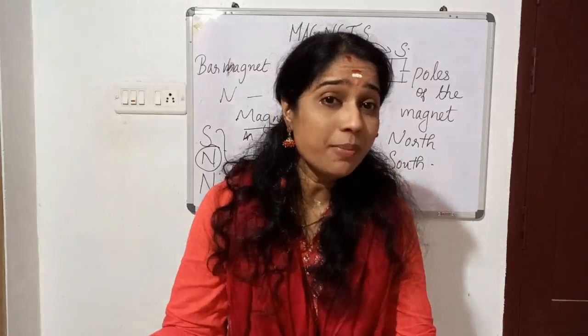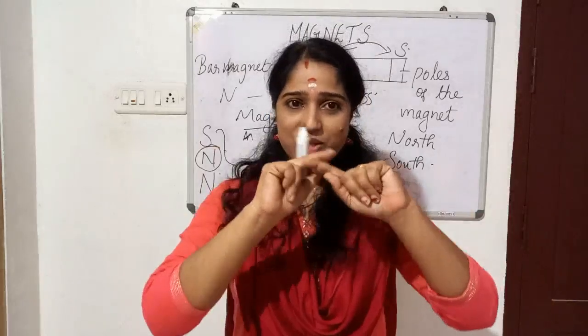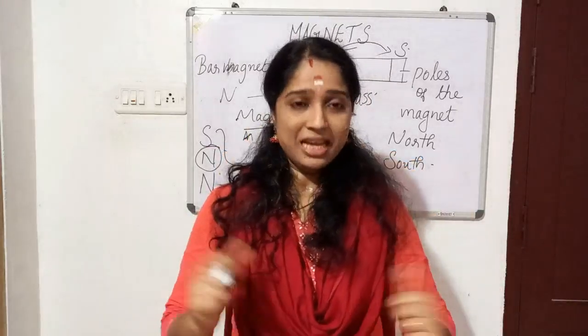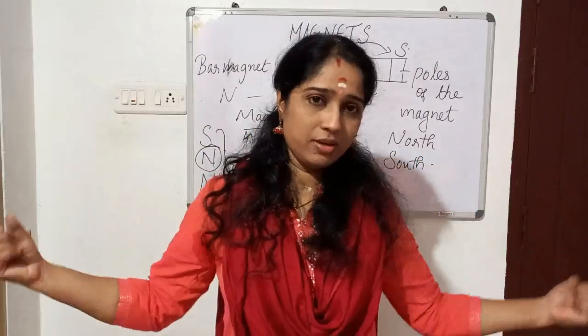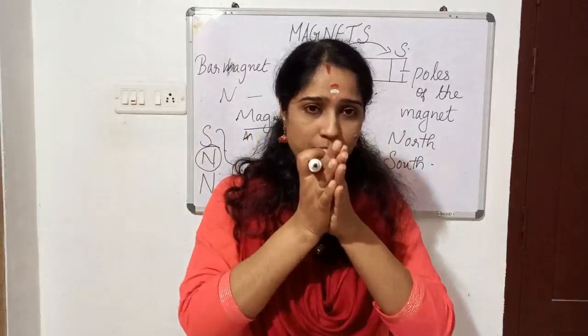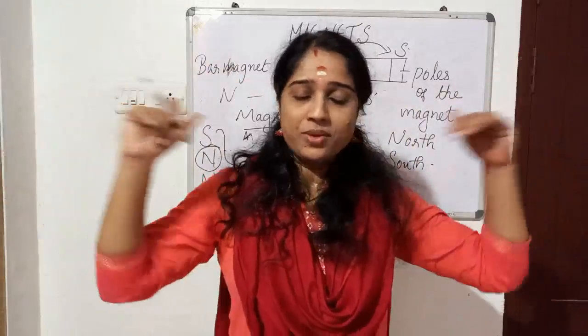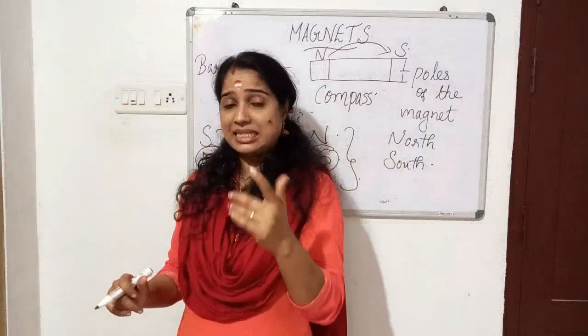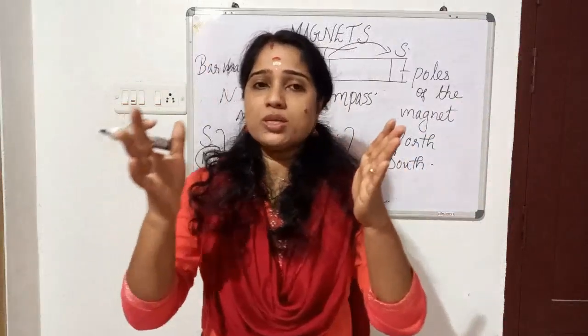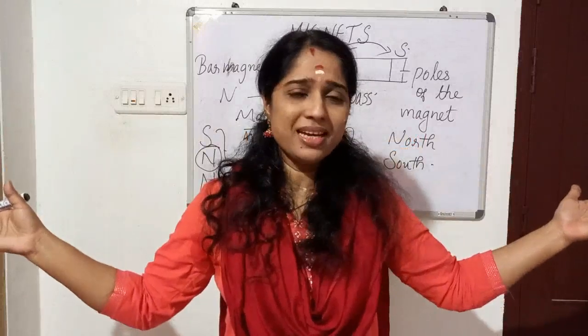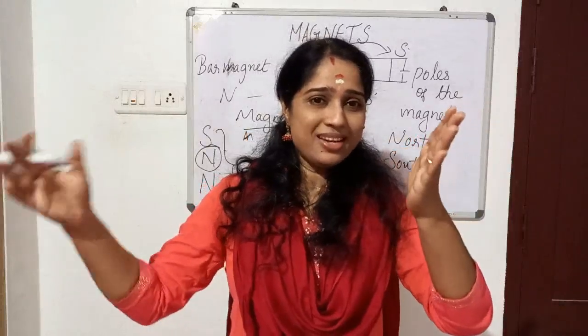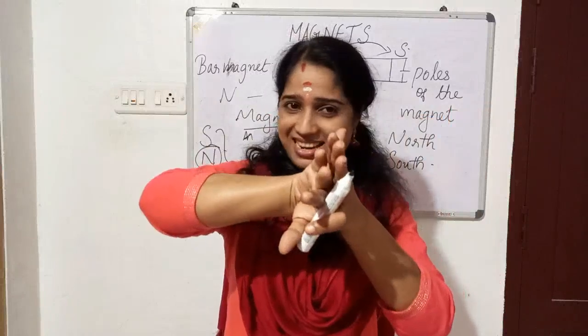That property of the magnet is known as what? Directive property of the magnet. Then we discussed the attraction and the repulsion. Attraction means what? Coming close. Repulsion means what? Going further. Then what is repulsion? Yes, like poles. If two north poles come close to each other, will they attract? They will be repelled. If one is north and one is south, they will attract.